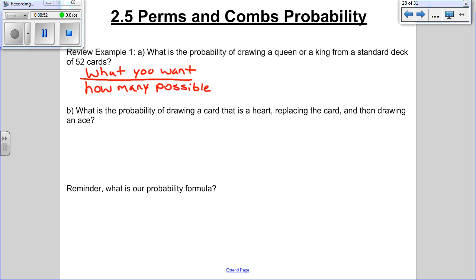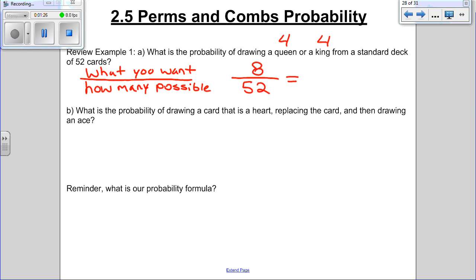So in this question, it's pretty simple. They said, what is the probability of drawing a queen or a king? Well, there's 4 queens, there's 4 kings. So how many things total are there that I want? There's 8 things that I want, divided by how many possible things could happen? 52. There's 52 cards in the deck. So there's 52 possible things that could have happened. 8 divided by 52, that right there would be your probability of drawing a queen or king.